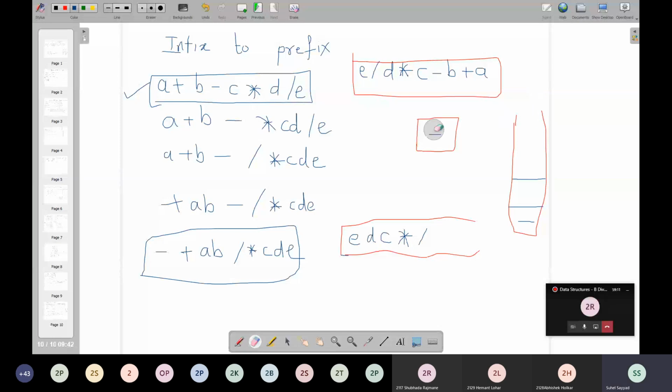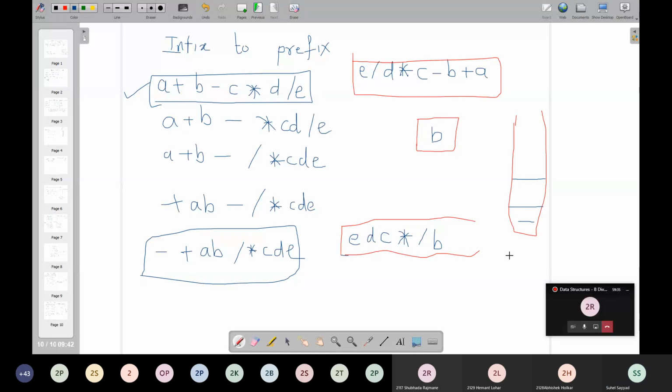Is this minus step understood? Yes, sir. Next thing that I scan is B. B is an operand, so it will directly go in the output string.